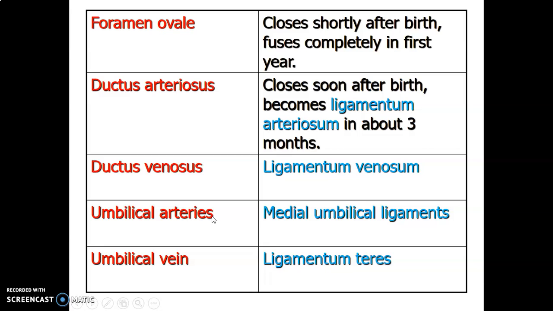Then what happens to the umbilical arteries? They form the medial umbilical ligament on the anterior abdominal wall. So the arteries degenerate and form medial umbilical ligaments, while the umbilical vein forms the ligamentum teres. So when we ask you to discuss the changes that occur from prenatal to postnatal circulation, these are the changes.